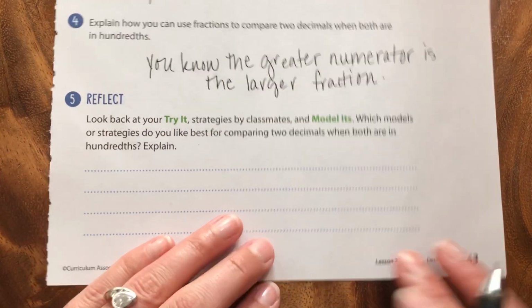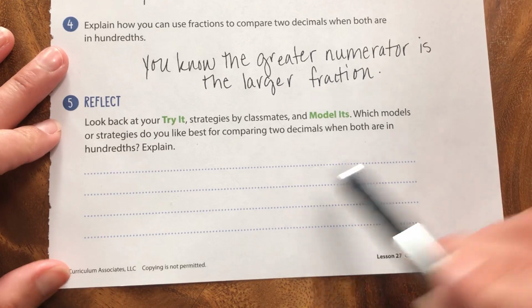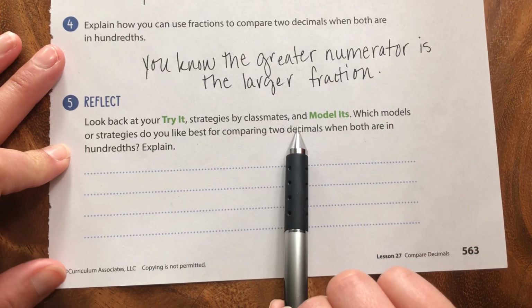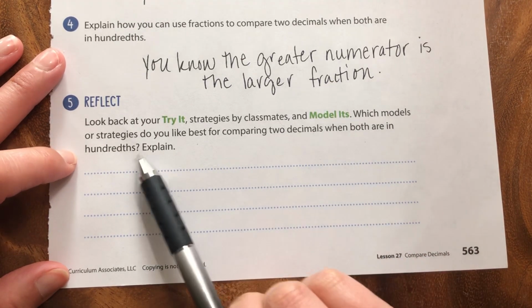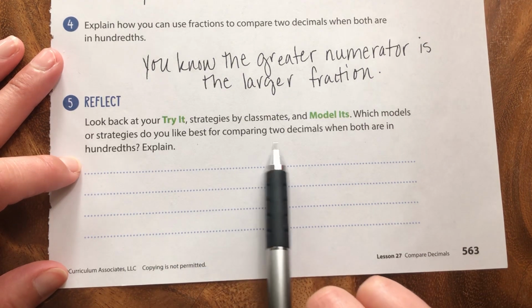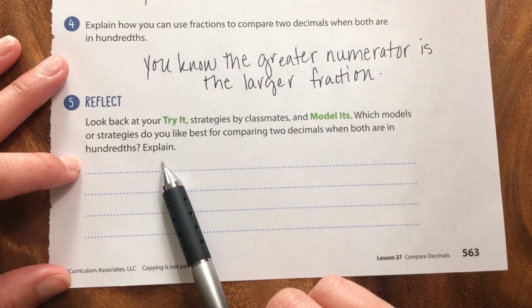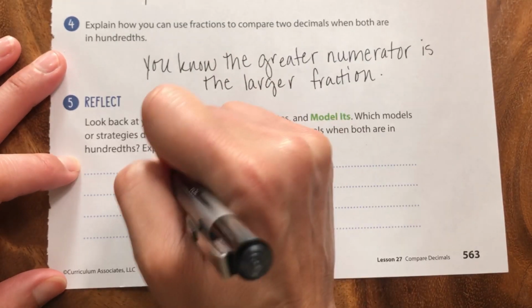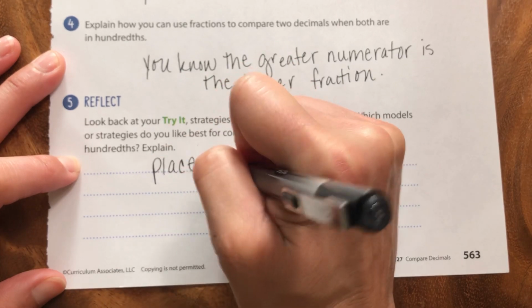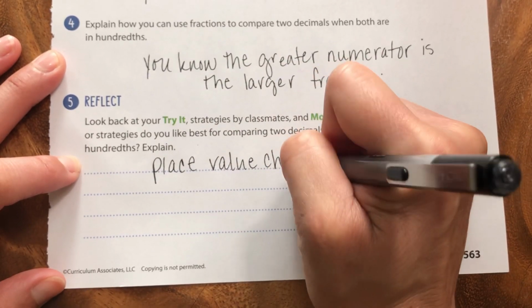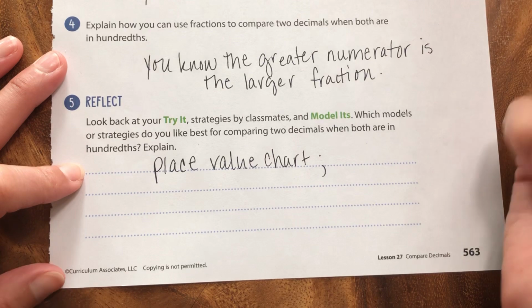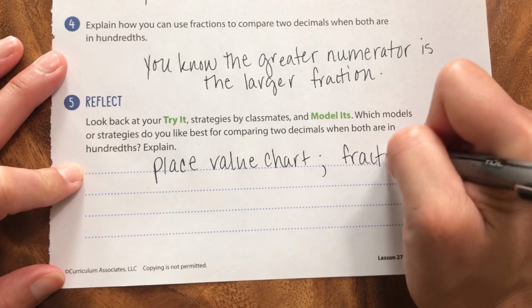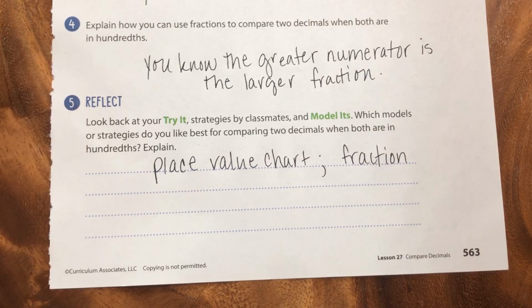And then this would be for you to answer on your own. It says, look back at the try it and other strategies by classmates and the model it. Which model or strategies do you like best for comparing two decimals when both are in the hundredths? For me, I think I really like the place value chart. And then I also like the fraction method too, comparing fractions, simply because I know if both the denominators are the same, then I just have to look at the greater number in the numerator.